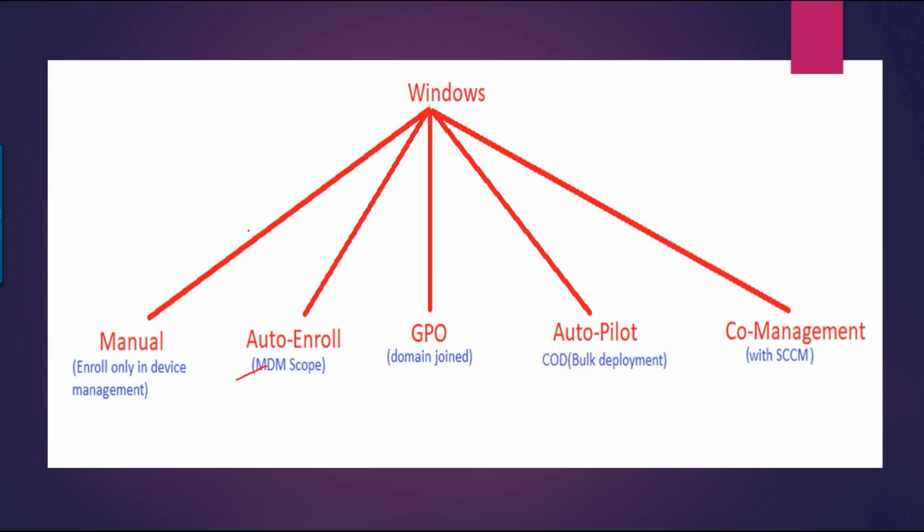The fourth option is used for bulk deployment. It is called AutoPilot. Just like we were talking about DEP for iOS, we have got AutoPilot for Windows.